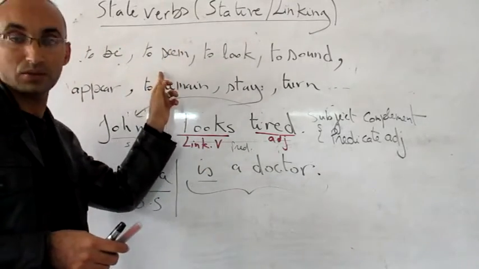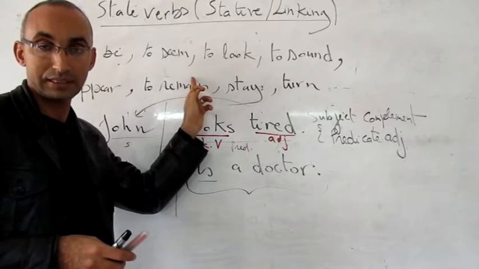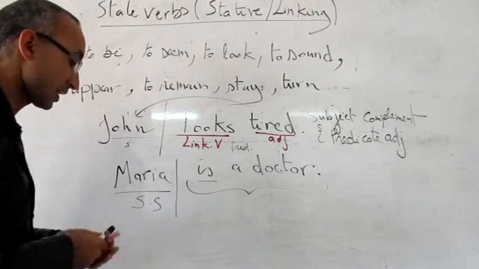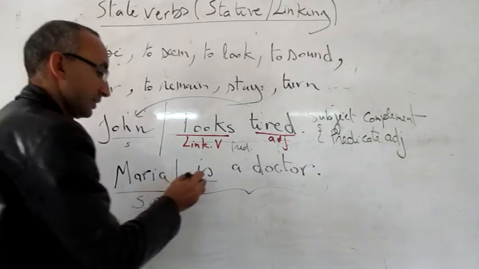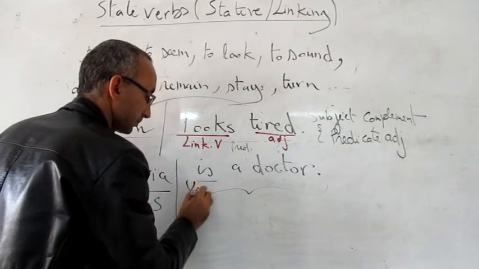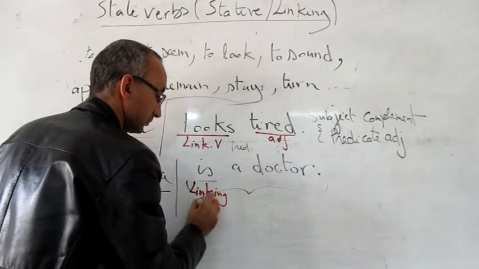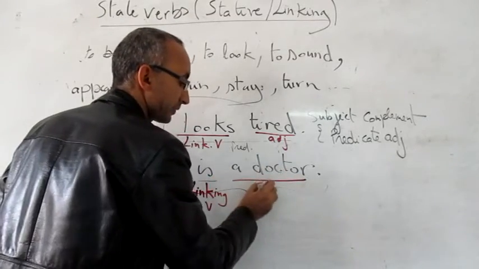They never take what? The ing form, the continuous form. Clear? Good. So, Maria is a doctor. Here is my linking verb, is, linking verb, and a doctor is what? Here it is a noun.